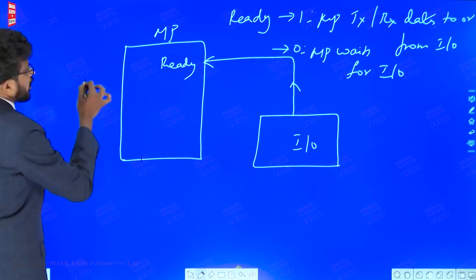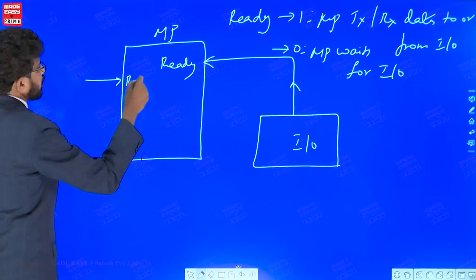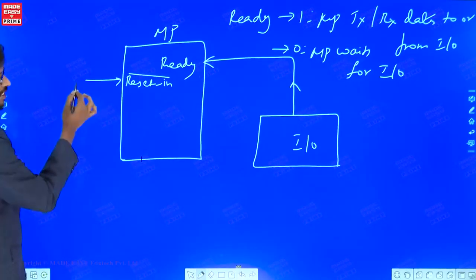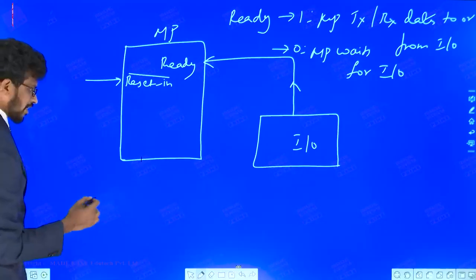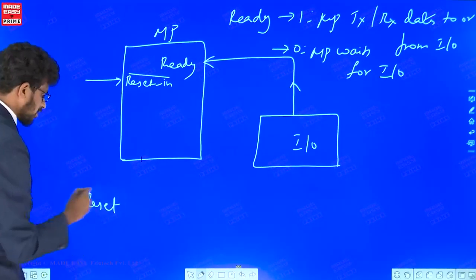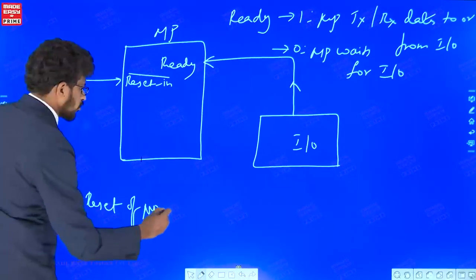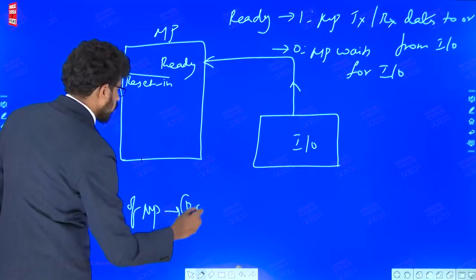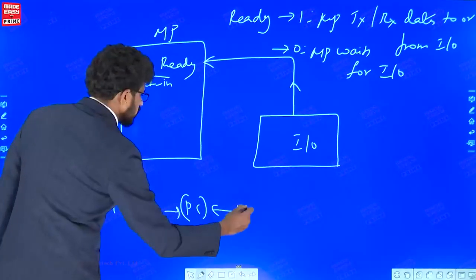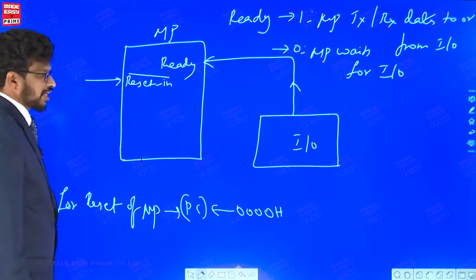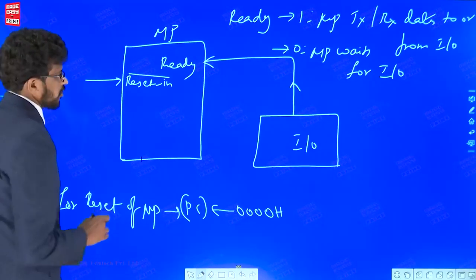Let us say you want to reset the microprocessor, then that is done by reset in. When you provide a low signal here, the microprocessor is reset. So what happens for the reset? For reset of the processor, automatically the program counter value will be loaded with 000H. It means the program again starts from the address 000H. That's about reset in.